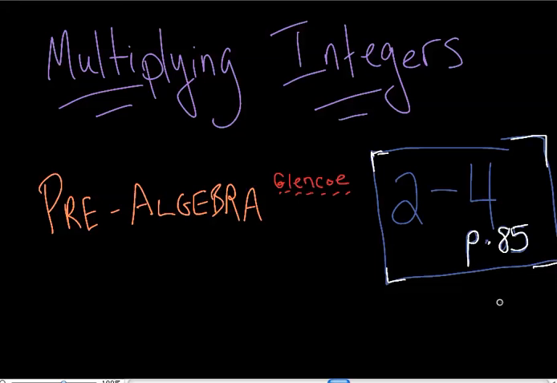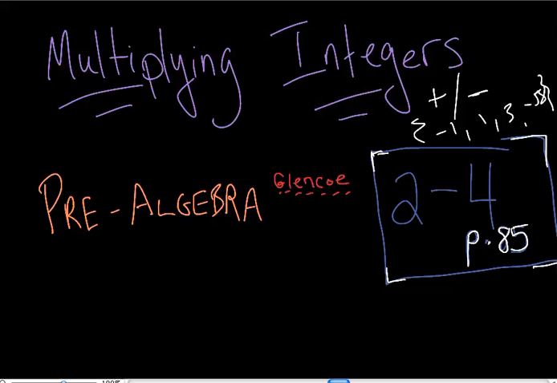In this lesson, I'm going to cover what was in Glencoe's pre-algebra book, section 2-4, page 85, and this is about multiplying integers. Just to remind you, an integer is any positive or negative number with no fractions. So the set would be negative 1, 1, 3, negative 58. These are all integers, no fractions, okay?